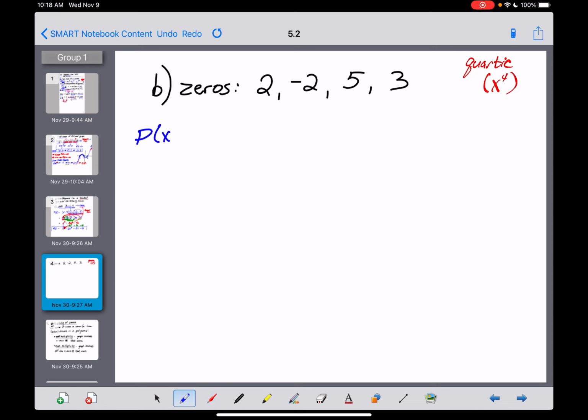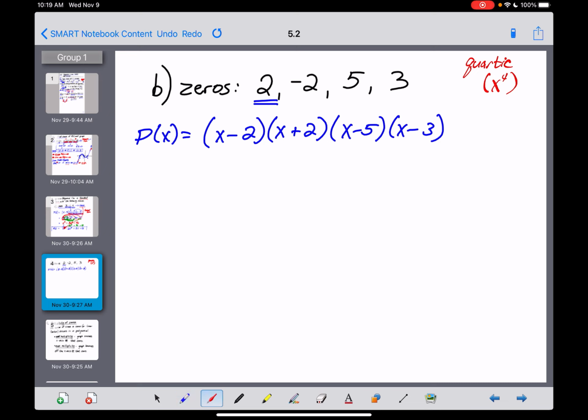Same basic concept. P of x equals, and here we go. It's always x minus each one of those zeros. So x minus 2, and then x minus negative 2 becomes x plus 2. x minus 5, got it? And then an x minus 3. So that's what P of x would look like in factored form, but we need it in standard form. And now with 4 binomials, I'm going to go ahead and FOIL these 2 together here and these 2 together here at the exact same time. So let's see where this gets us.